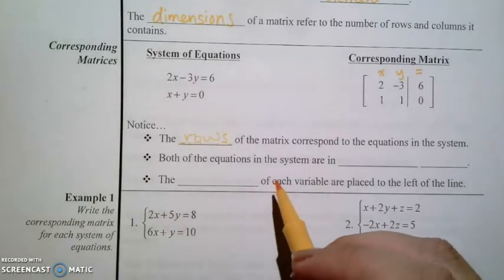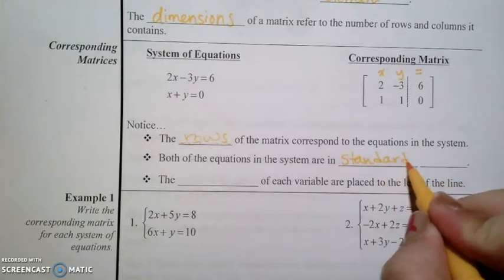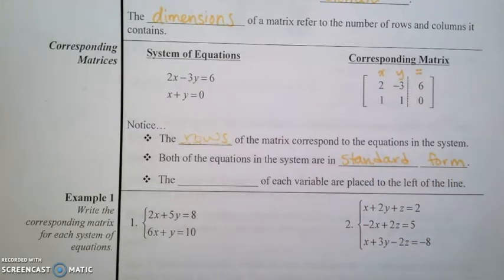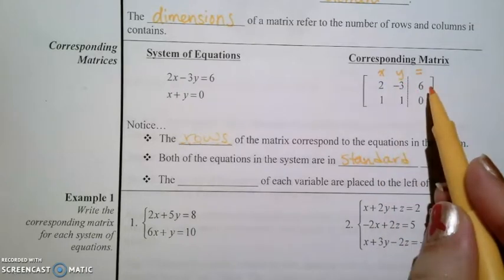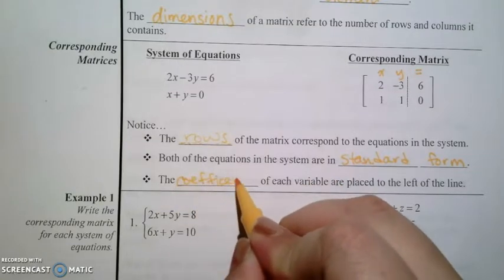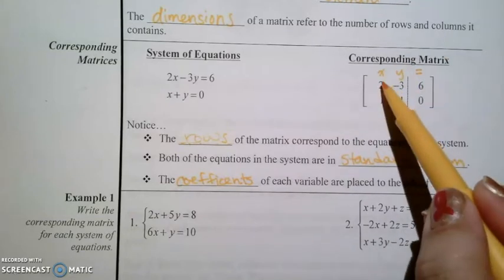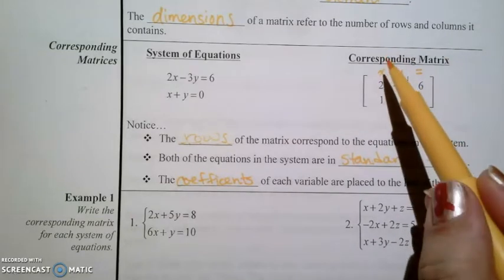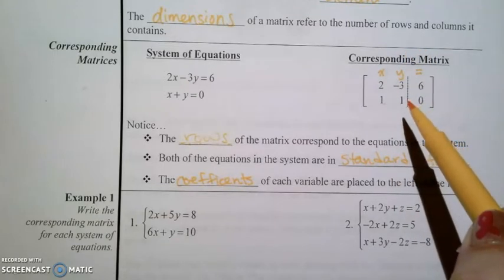Both of the equations in the system, notice, as I mentioned, are in standard form. If they're not in standard form, we need to write them in standard form first. And the coefficients of each variable are placed to the left of the line. So this side is for the coefficients of the variables, and then the constants go on the right-hand side. The coefficients go into each of the columns for their respective variable. We wouldn't want to switch x, y, and then y, x. We want to make sure all of the coefficients of x are in one column, all of the coefficients of y are in a different column.